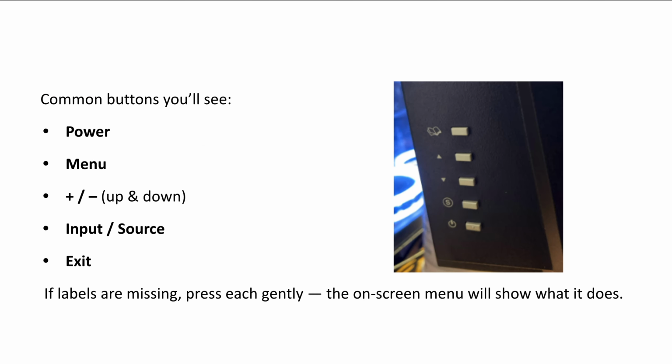The common buttons you will see are power, menu, volume up and down, input or source, and exit. If labels are missing, press each gently. The on-screen menu will show what it does.